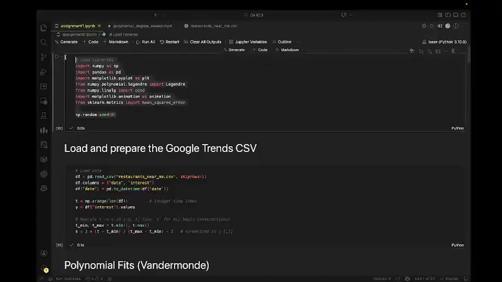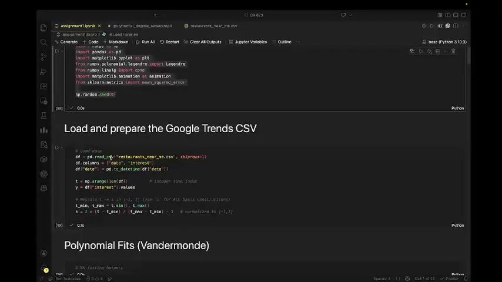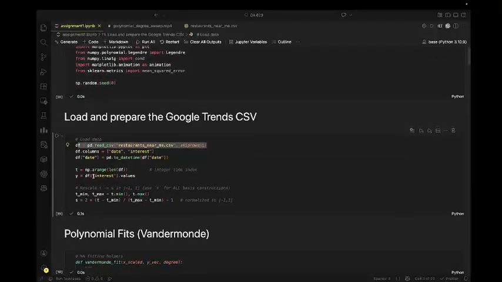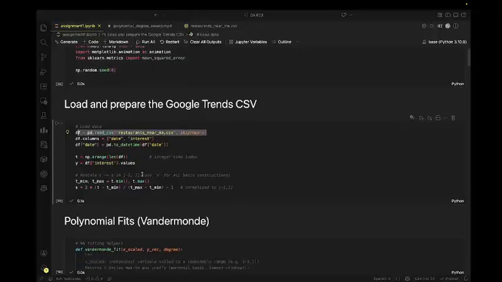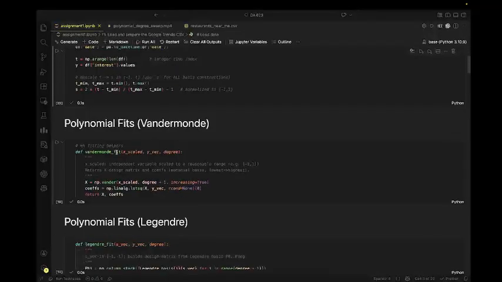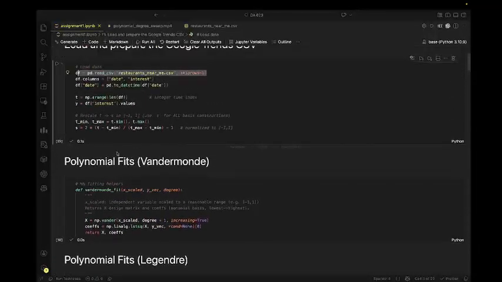So first we're just loading the libraries. After that, we are loading the dataset itself. We are renaming the columns and stuff like that. Before fitting the polynomials, we are also rescaling, because we know that the Legendre basis is only valid between -1 to 1. So we are going to rescale into this time scale.